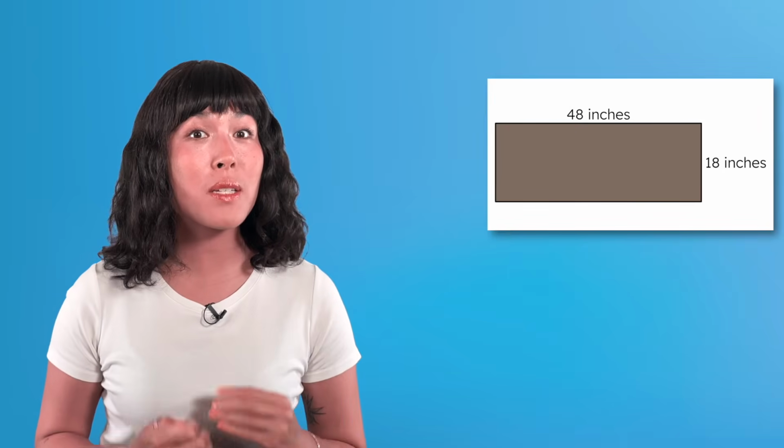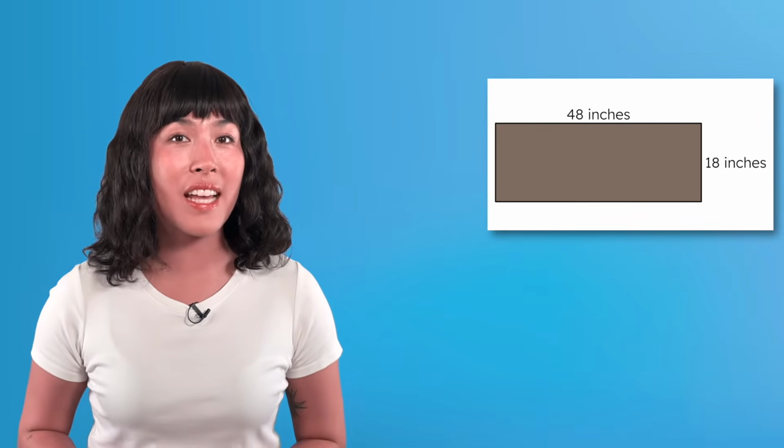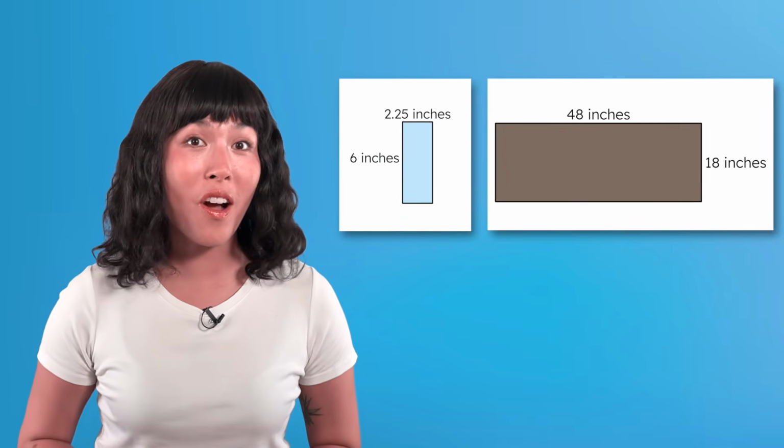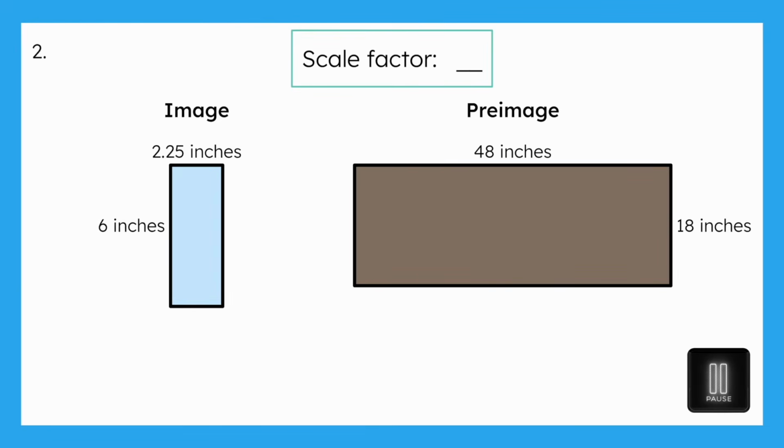Another member of the planning team showed me their design, and they want to include some flower beds and benches. The real-world measurements of the benches are going to be 48 inches by 18 inches, and the designer scaled that down to be 2.25 inches by 6 inches in their drawing. This time, using the real-world measurements as the pre-image and the diagram as the image, what scale factor did the designer use to create their blueprint? Pause while you figure it out.